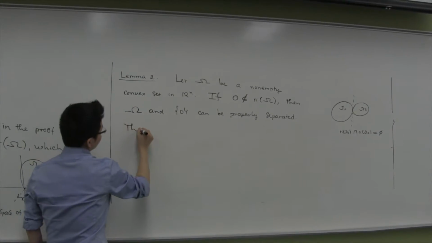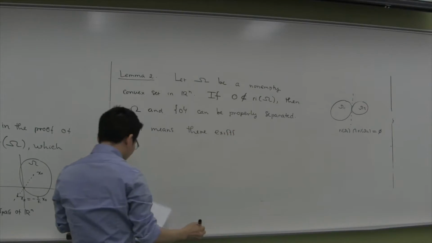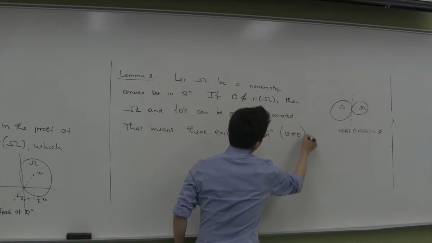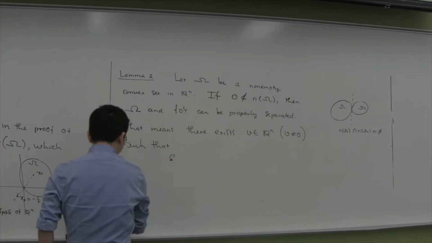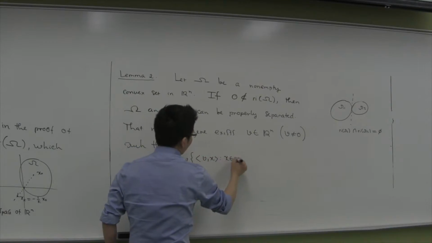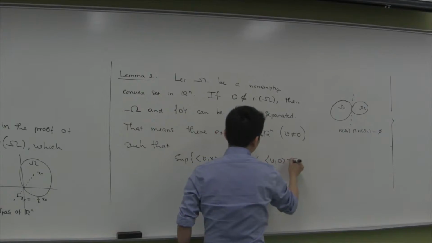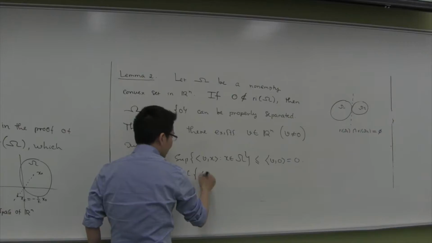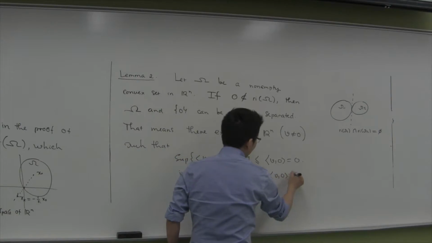That means there exists an element V in Rn, and over here V is non-zero, such that the supremum of the inner product of V and X, where X belongs to omega, is less than or equal to the inner product of V and 0, which is 0, and also the infimum of the inner product of V and X, where X belongs to omega, is strictly less than the inner product of V and 0, which is also 0.